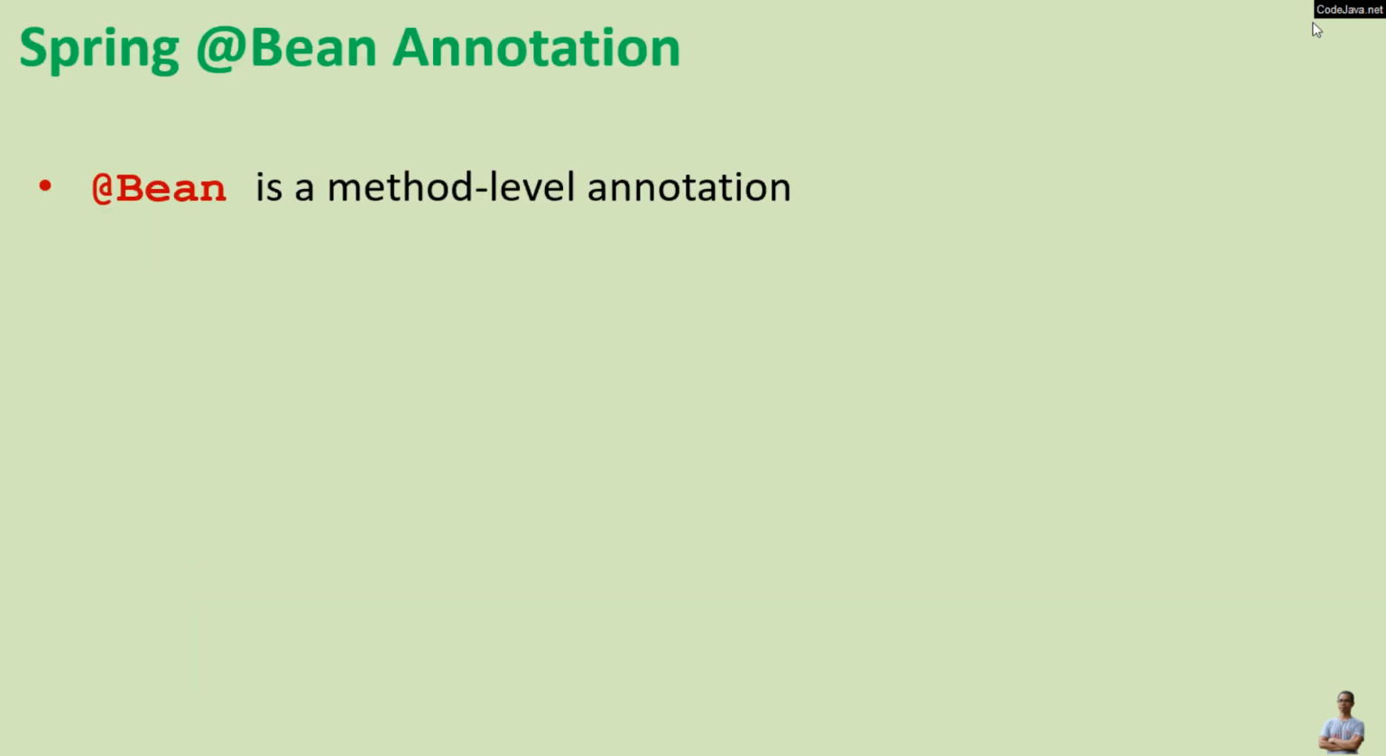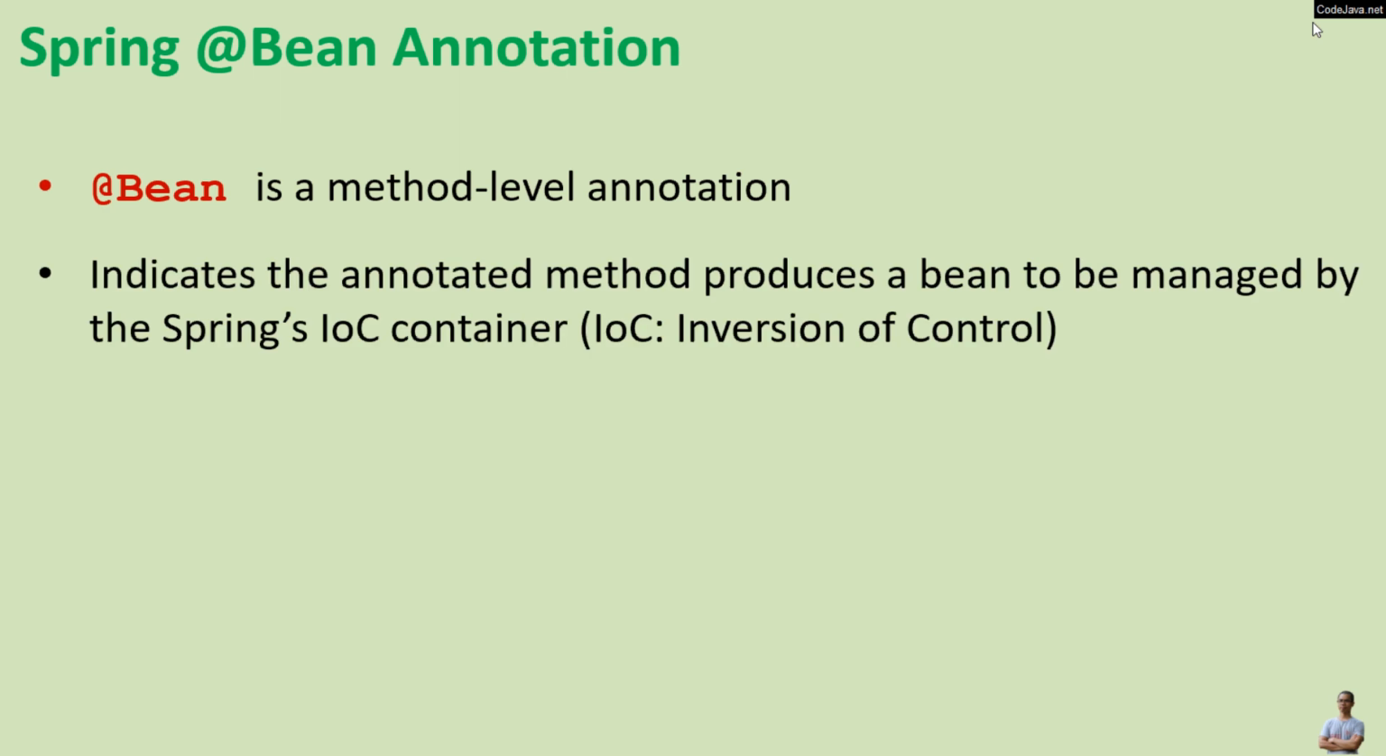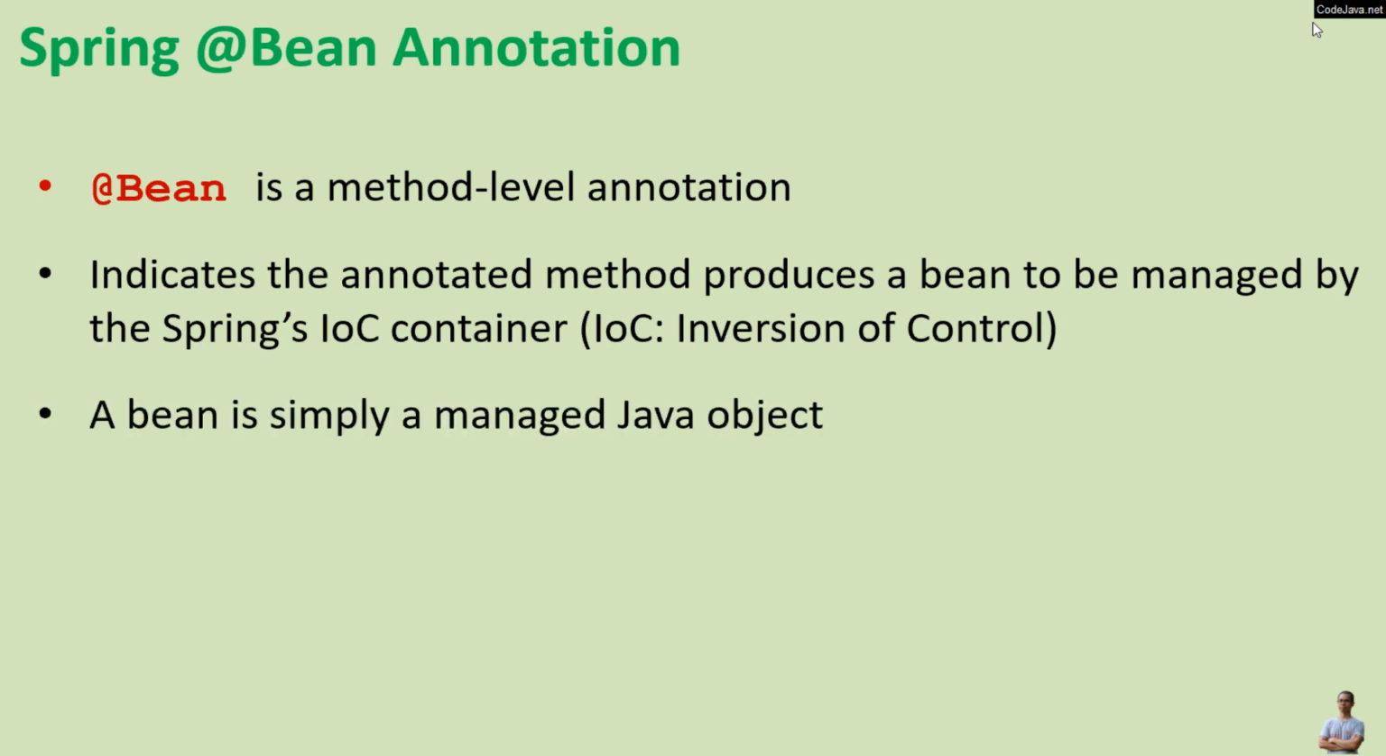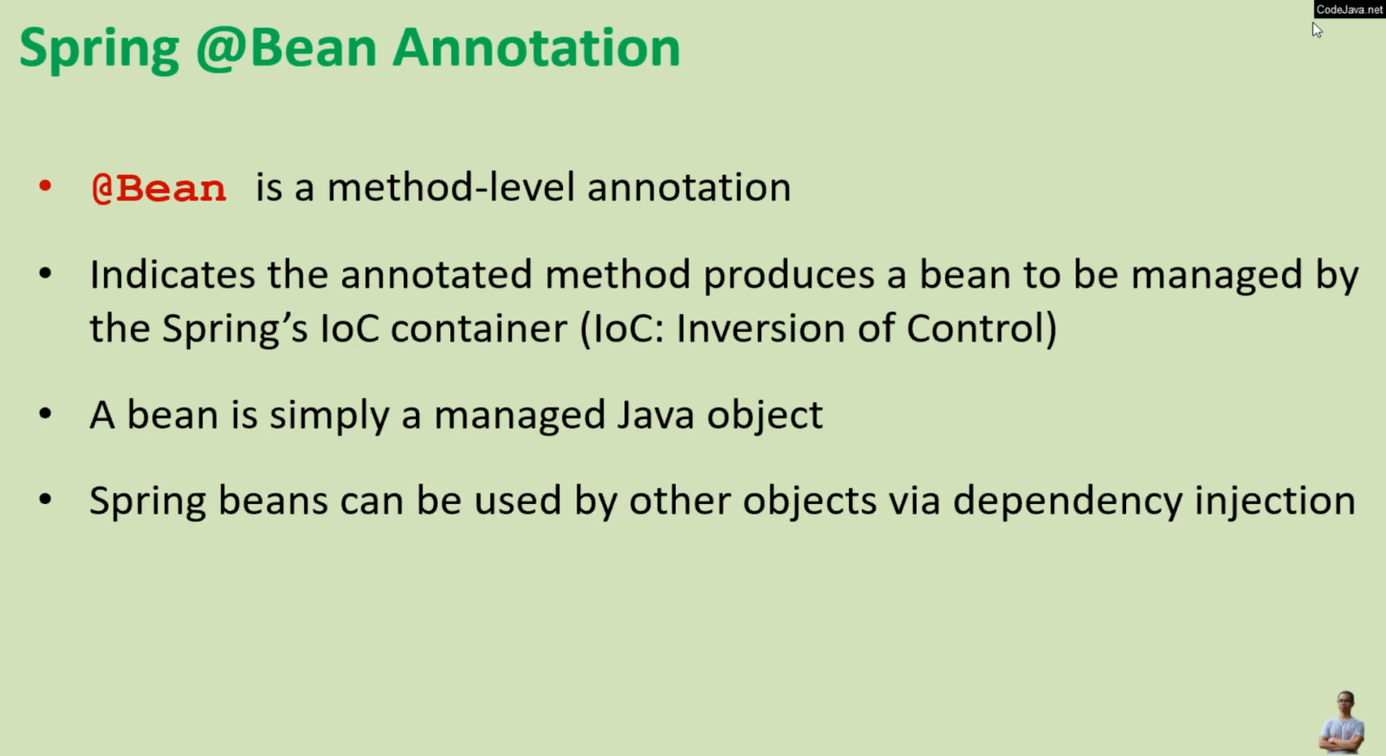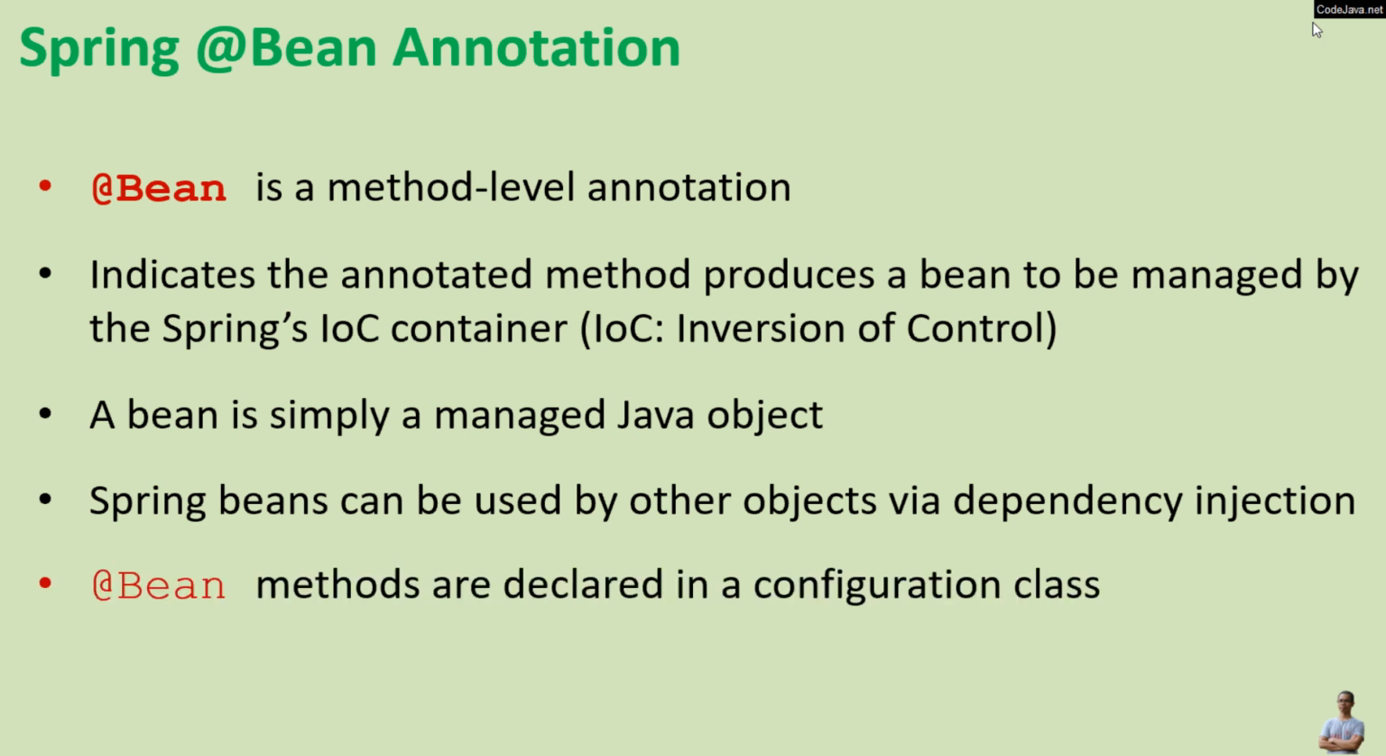And you know, Bean is a method level annotation, which means that it can be used for methods only. The Bean annotation indicates that the annotated method produces a Bean to be managed by the Spring IOC, inversion of control container. A Bean is simply a managed Java object, and Spring Beans can be used by other objects via dependency injection. Typically, Bean methods are declared in a configuration class.